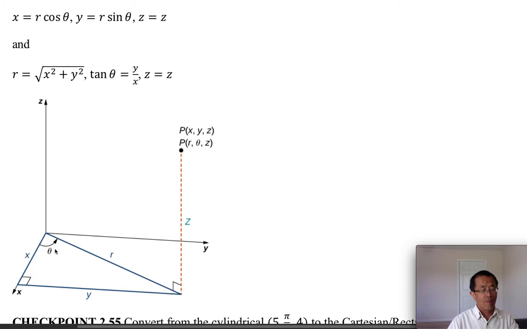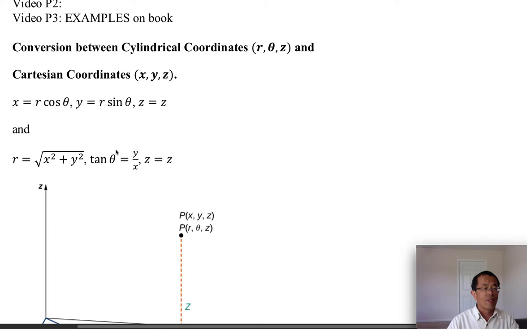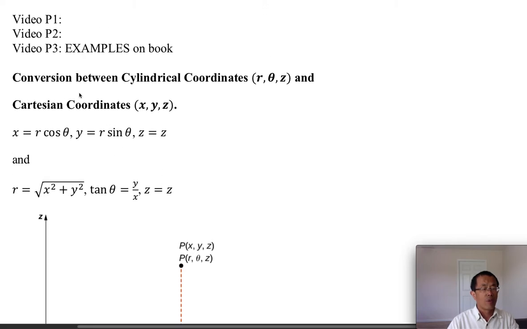Tangent theta, remember the phrase SOHCAHTOA, tangent is the opposite over the adjacent. So tangent theta is y over x. We'll talk about this tangent theta a little more because this formula does not give out the angle directly. It takes a little extra work to figure out the angle, and we'll talk about that case in a moment. So this is the topic for the conversion between cylindrical and rectangular or Cartesian coordinates.